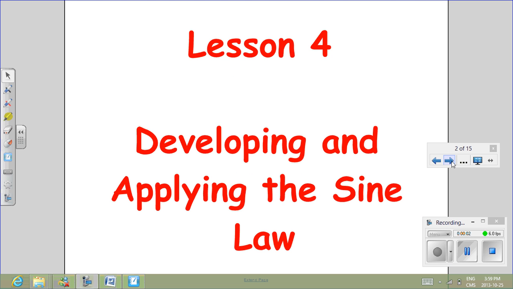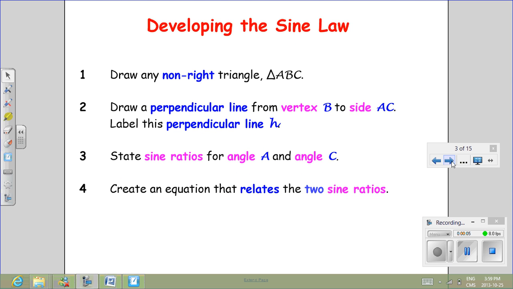Trigonometry, and developing and applying the sine law. To develop the sine law, you need to draw any non-right triangle ABC. Then draw a perpendicular line from vertex B to side AC and label the perpendicular line H.